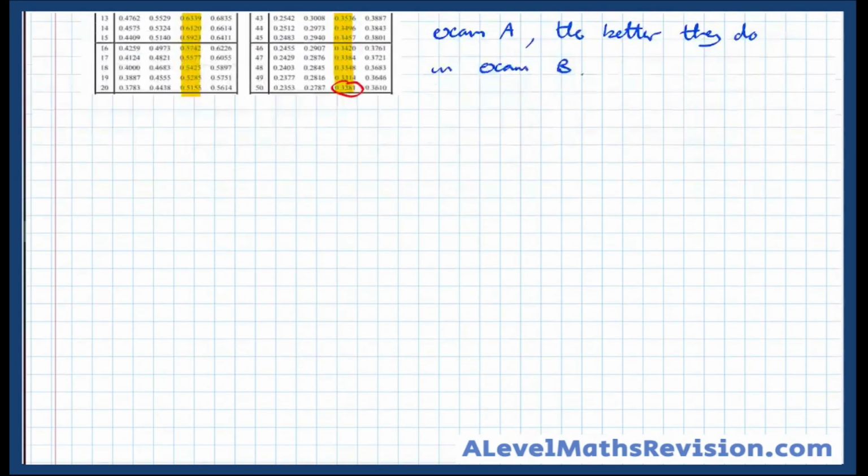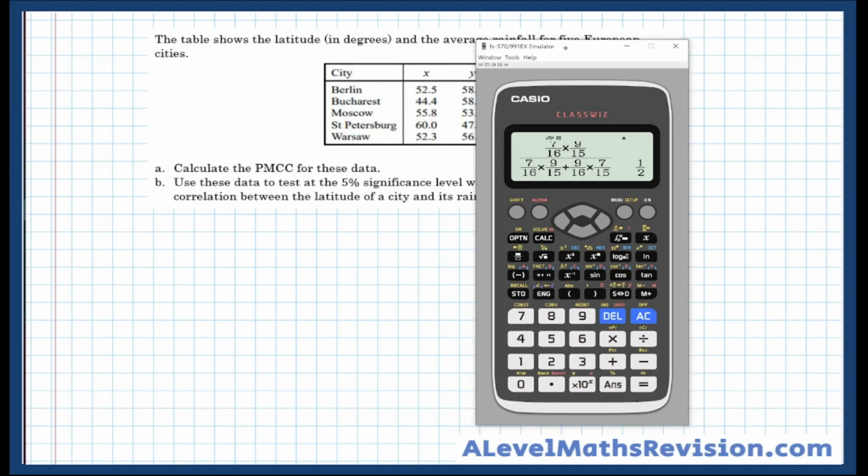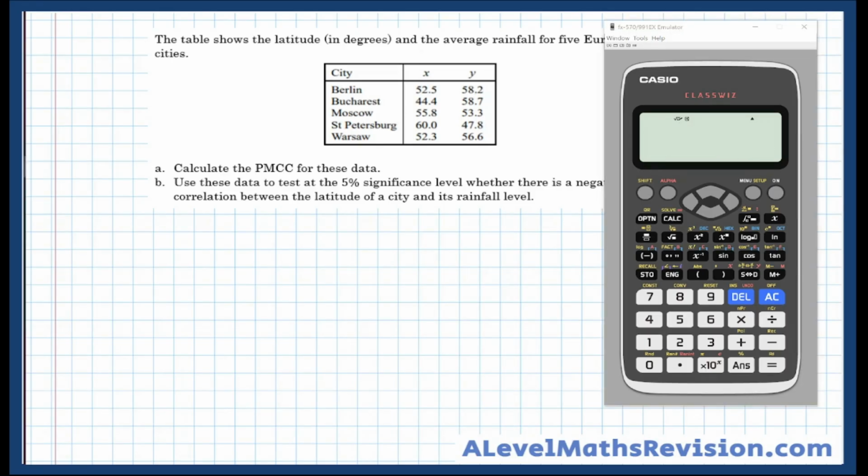So let's now have a go at another question. And this question says, the table shows the latitude in degrees and the average rainfall for 5 European cities, and you've got all the data there. Calculate the PMCC for these data. So that's a relatively straightforward thing to do, but I should point out that not all exam boards require you to do this, but it's so straightforward that I'm going to show you anyway.